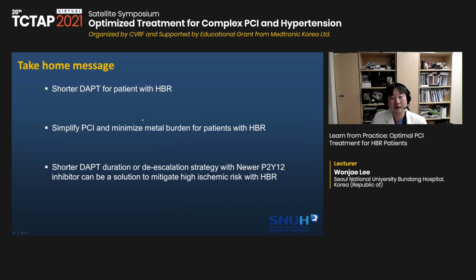So this is my take-home message. I think we should definitely consider a shorter DAPT strategy for patients with high bleeding risk. And if possible, we should try our best to simplify the PCI procedure and minimize metal burden for patients with HBR. And personally, shorter DAPT duration or a de-escalation strategy with newer P2Y12 inhibitors may be a solution to mitigate risk in patients with high ischemic risk and HBR. Thank you for listening.